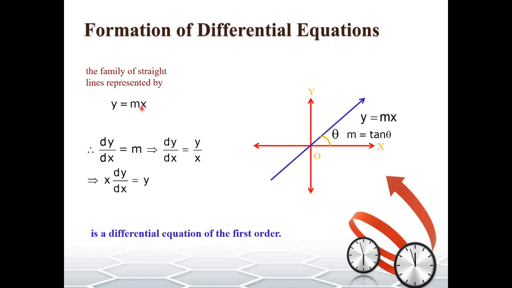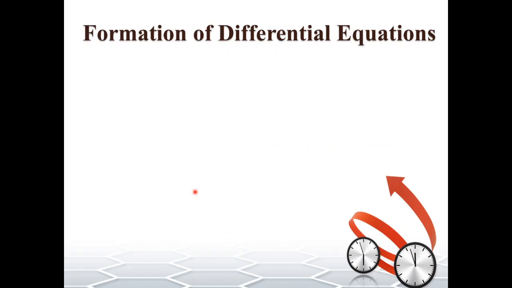So what is m equal to? y by x. So I substitute the value of m as y by x. So dy by dx becomes equal to y by x. Multiply this x on the other side, you get x dy by dx equal to y, which is a differential equation of first order. Now we will be mostly dealing with the definition of order and degree, and how we identify whether it is first order or second order.